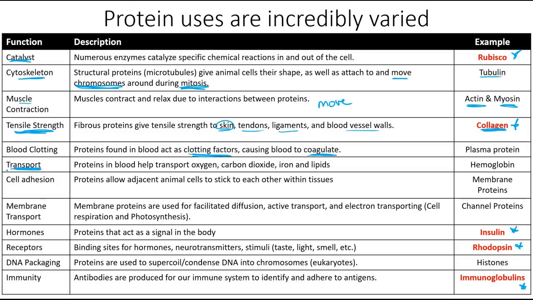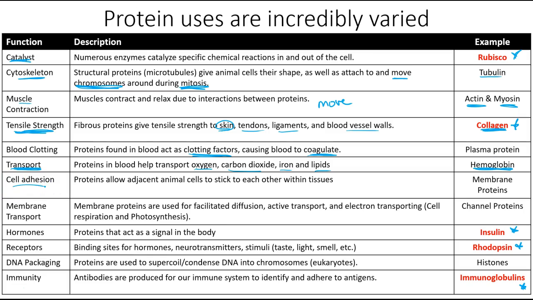Transport. Proteins have the ability to transport materials. There are proteins in blood, like hemoglobin, talked about before, that transport oxygen, carbon dioxide, iron, and lipids all throughout the blood. They transport these to and from the lungs, to and from the brain, to and from the heart. Hemoglobin is the main transporter in blood for oxygen and carbon dioxide.